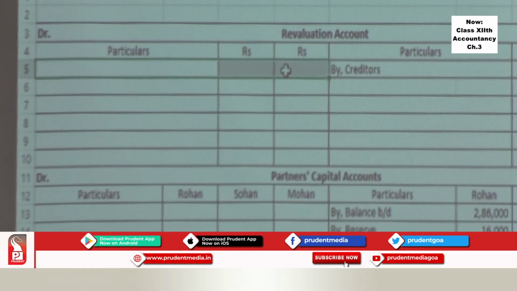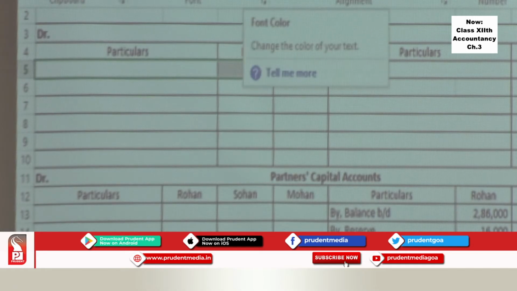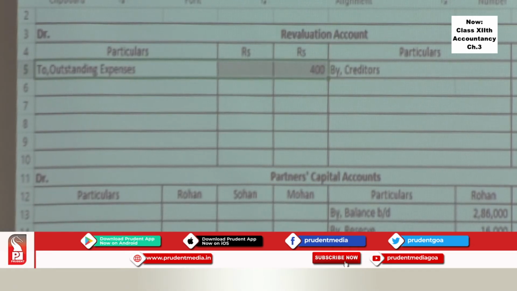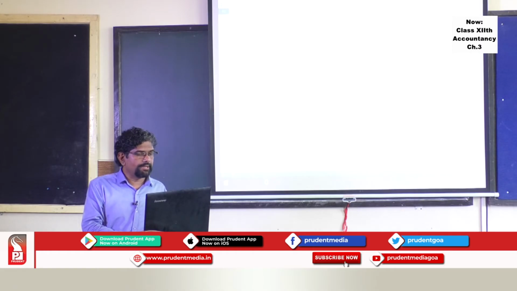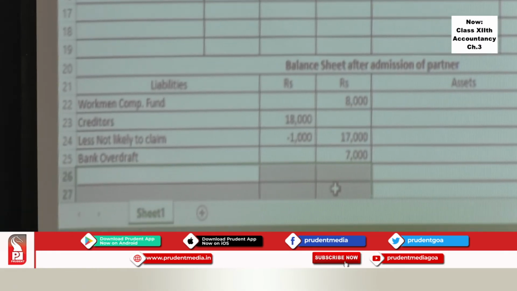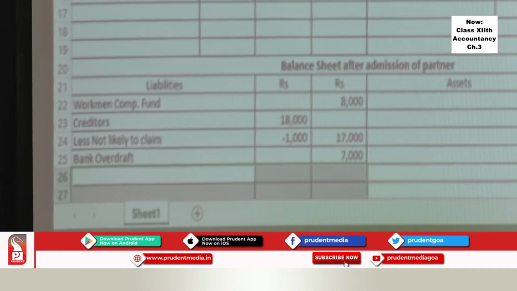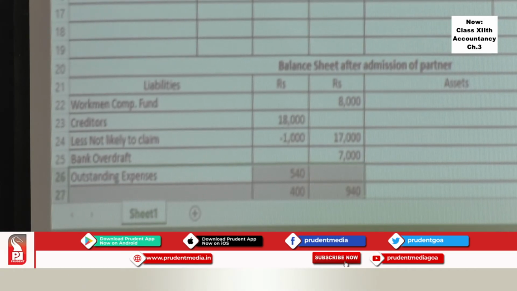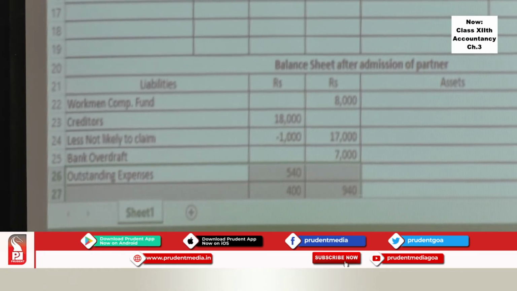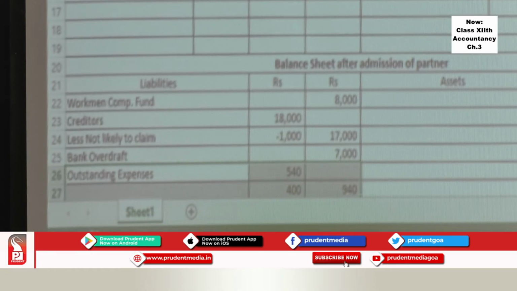How much is the increase? Only that will appear. What is the increase? From 540, the liability becomes 940. So the increase is 400 rupees. So the new outstanding expenses will appear in the balance sheet as 940 rupees. Okay, 540 was there. There is an increase in the outstanding expenses. Now it is going to be 540 plus 400 rupees, 940 rupees.